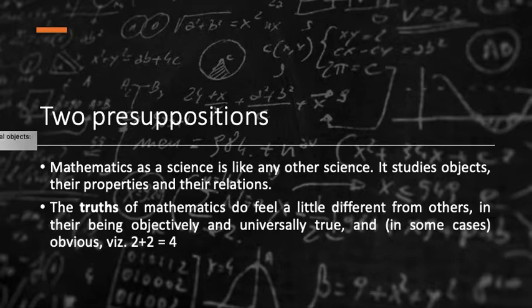Okay, so those are the two presuppositions that I present to you. Mathematics is a science that studies objects, and mathematical truths feel objectively true. They feel that they really have to be true, and that no historical or cultural or any other element can refute or change the truthfulness of mathematical truths.